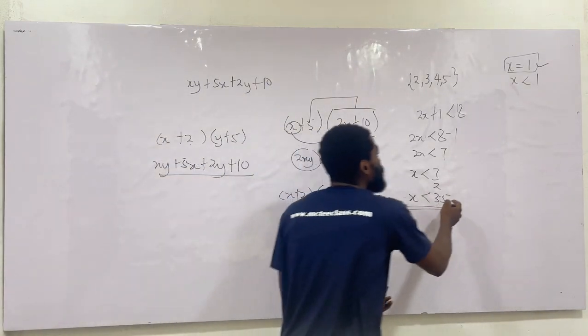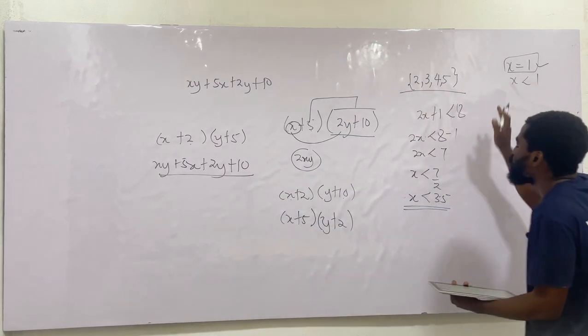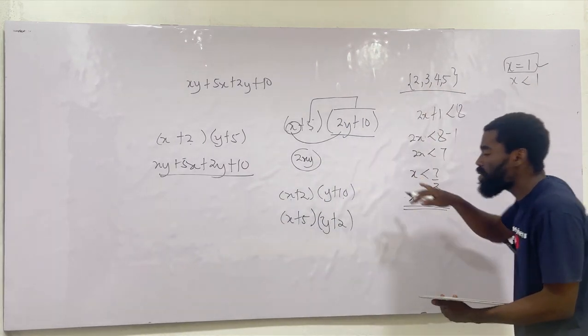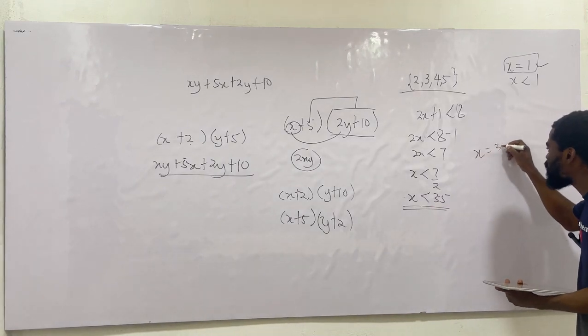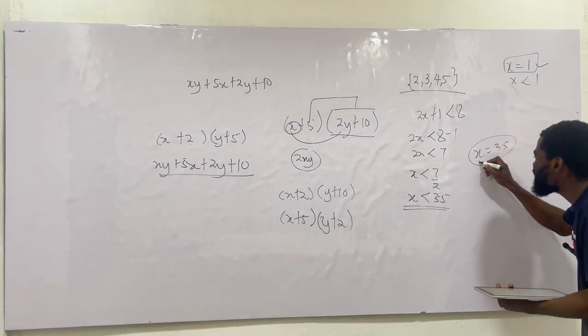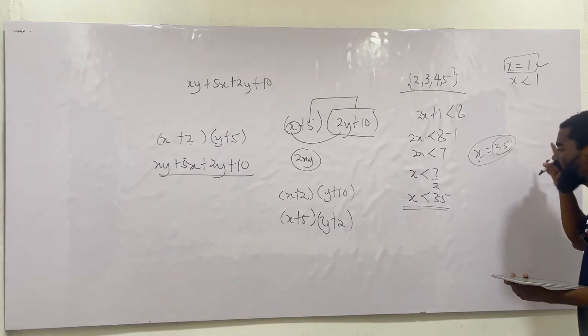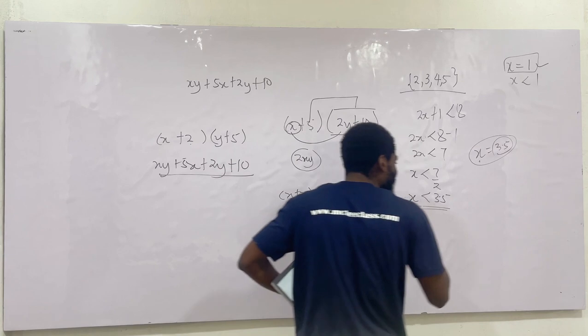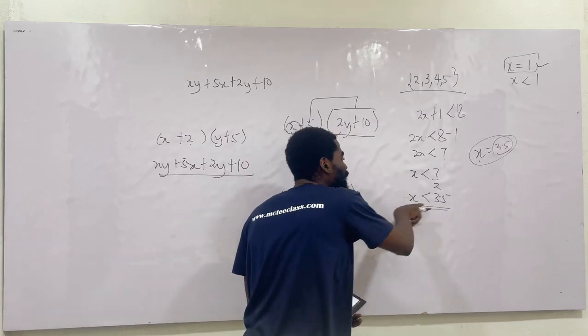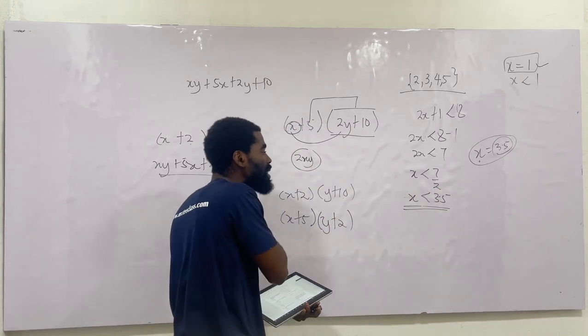Since x is less than 3.5, let's come to the range of values. All those less than 3.5 are the range of answers we are looking for. So this is not the same as x equals 3.5. That means x is exactly 3.5. But this means that x can be 2, x can be 3, x can be 3.4, any number less than that down to negative infinity.